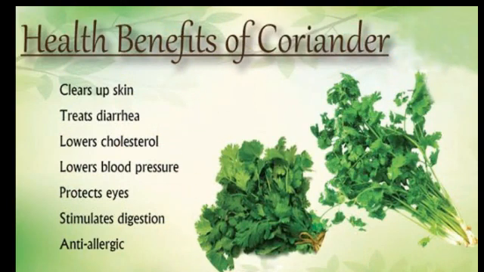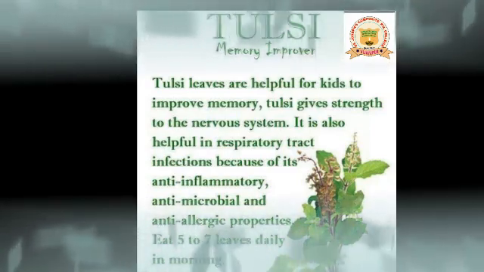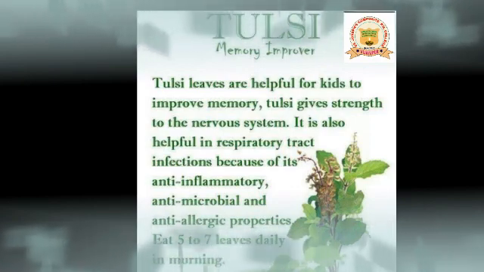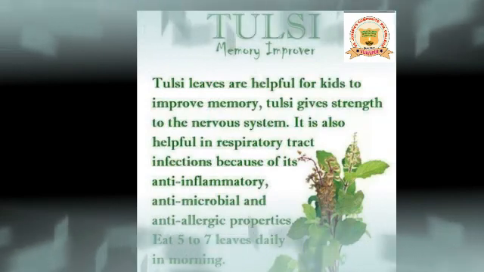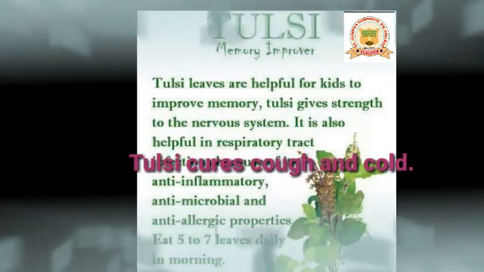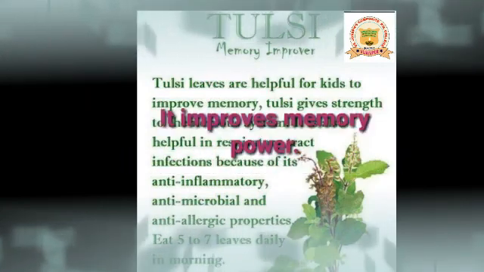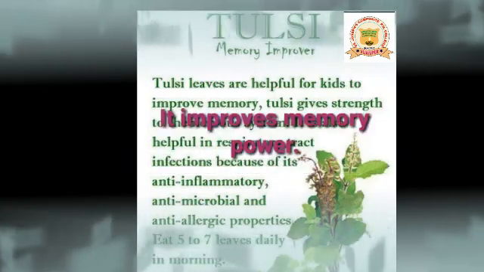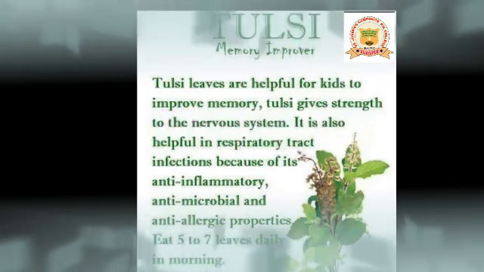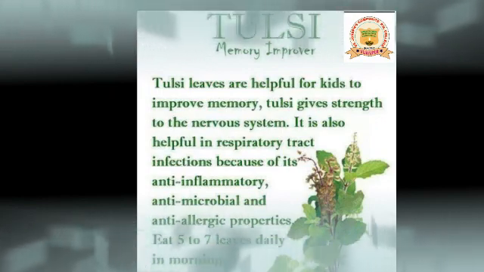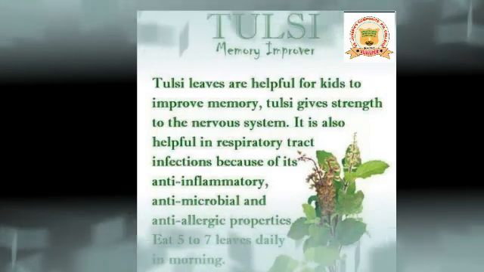So the next one is basil. Basil means tulsi. Everyone knows, children, when you have cough and cold, your mother or your grandmother tells you, eat the tulsi leaves. So tulsi has a medicinal property. It can cure cough and cold. And it also improves our memory power. And it also has anti-inflammatory, antimicrobial and anti-allergic properties. So tulsi has lots of medicinal properties. So children, eat the tulsi leaves daily.